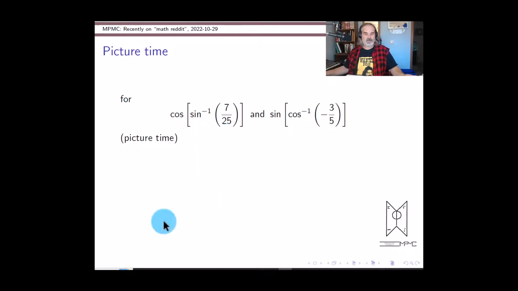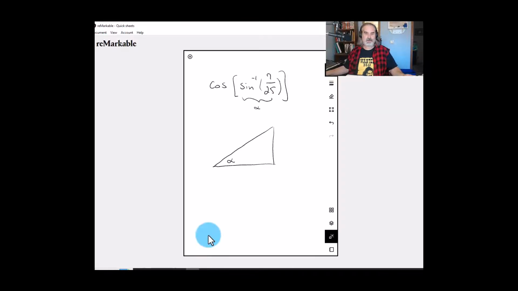So let's say that this angle whose sine is 7/25, we'll just call it alpha, and I'm going to draw it into a triangle. Okay, since alpha is the angle whose sine is 7/25, and we know that sine is opposite edge over hypotenuse lengthwise, we know that we can put a 7 on this leg and a 25 on the hypotenuse, and now the sine of that angle is 7/25.